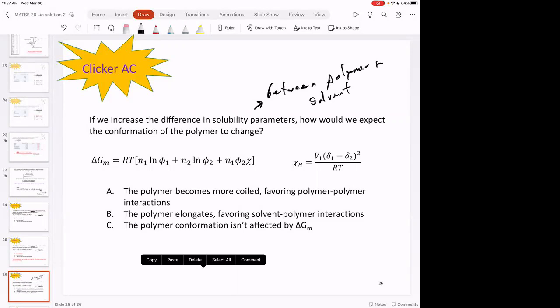And so we know that if we increase the difference in solubility parameters, is the solvent getting worse or better for the polymer? Worse. So the further the difference between solubility parameters, the worse and worse the solvent is getting. And as the solvent gets worse, the polymer wants to associate more with itself, and the solvent wants to associate more with itself, and they don't want to associate with each other. So what does that do to the conformation? If you have more polymer-polymer contacts and less polymer-solvent contacts, what happens?